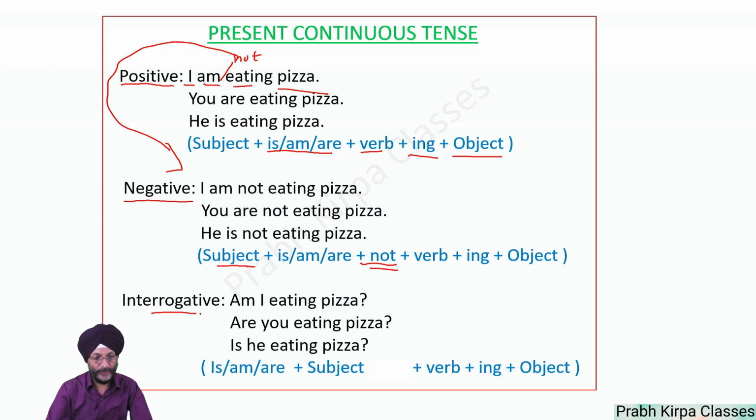In the case of an interrogative sentence, is, am, are comes at the start of the sentence, and you will see, am I eating pizza? And then you will also add a question mark at the end of the sentence. Are you eating pizza? Is he eating pizza? The only difference is that is, am, are has been taken to the start of the sentence, and it will make the sentence interrogative.